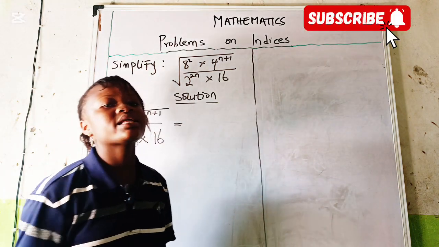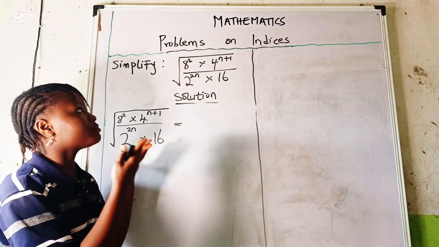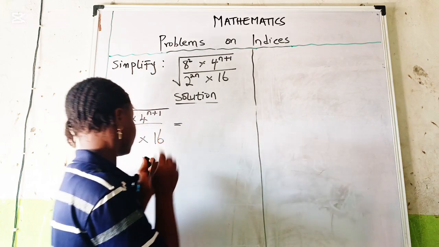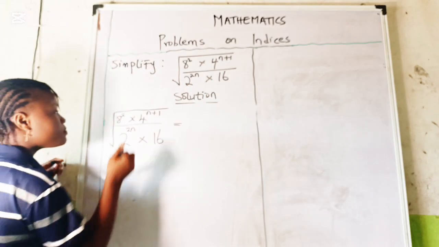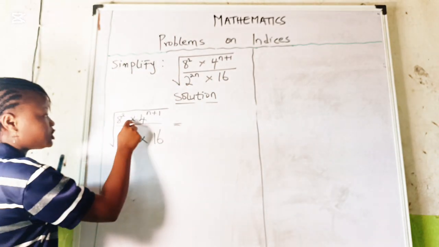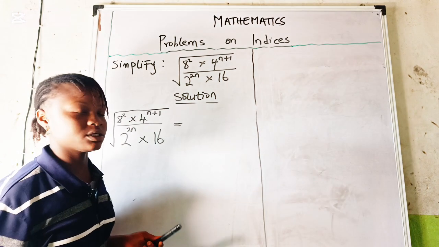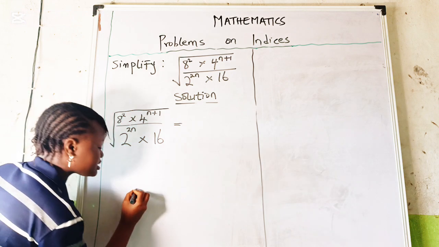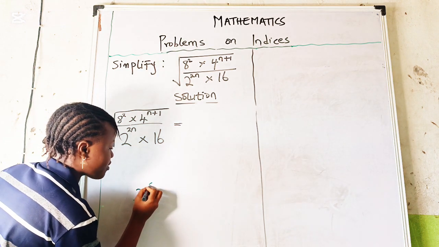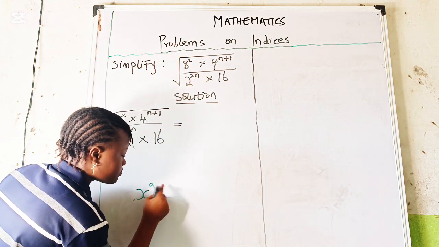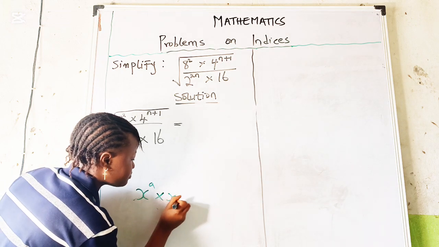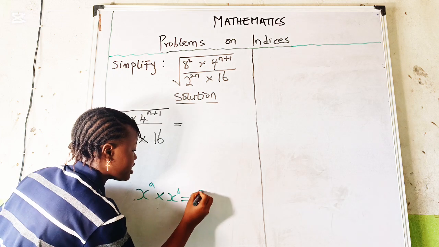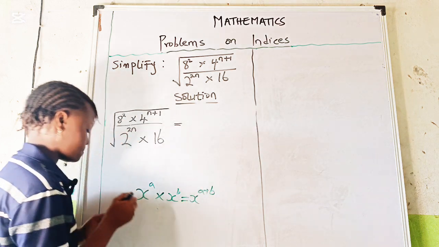Today we're going to learn how to apply those laws in solving problems on indices, as you can see on the board. Here we have multiplication, and there's a law that talks about multiplication between two terms. The law says that when you have x raised to power a multiplied by x raised to power b, the result will be x raised to power a plus b.